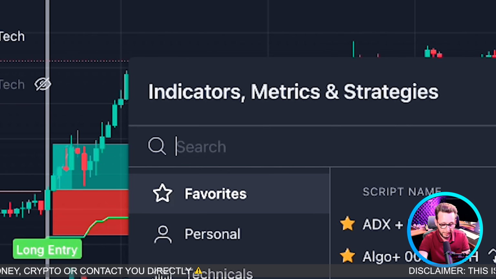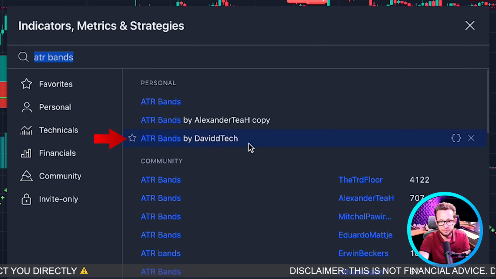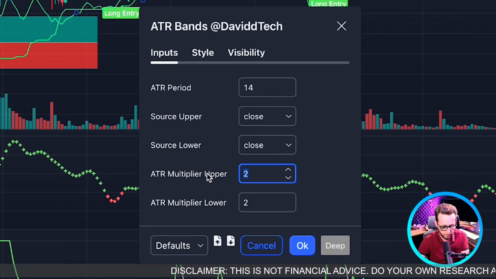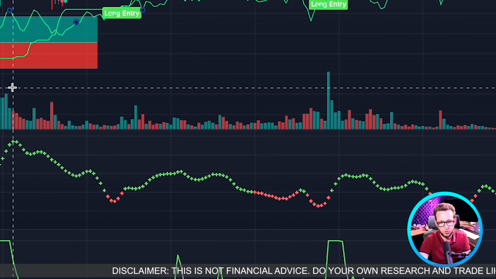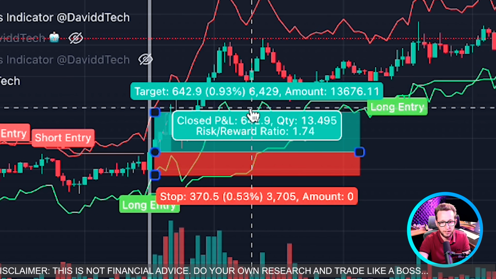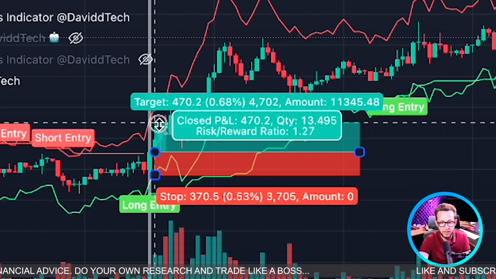going to add another indicator, ATR bands by David Tech just here. We're going to set the ATR bands to 3, multiplier upper and lower, boom, and we're going to set our stop loss to the ATR bands just like that. We're looking for a take profit of 1.3, just like that.